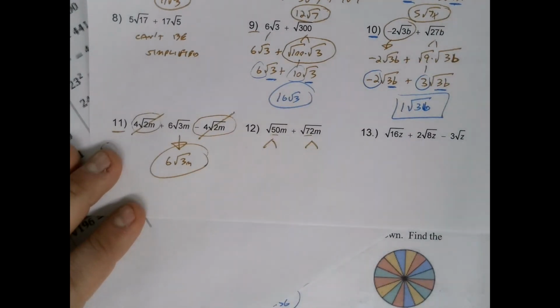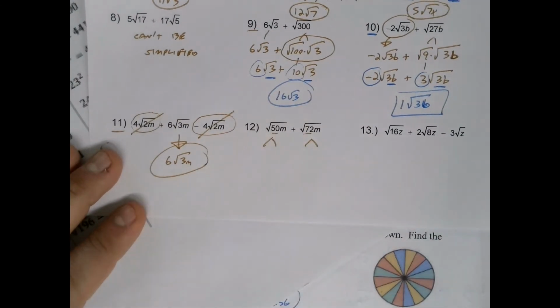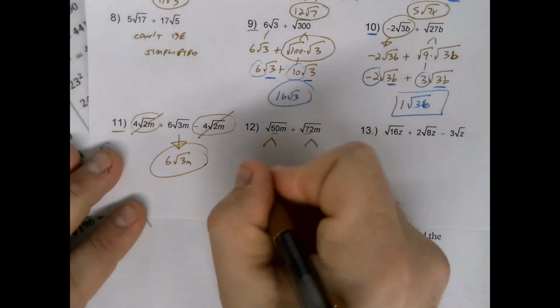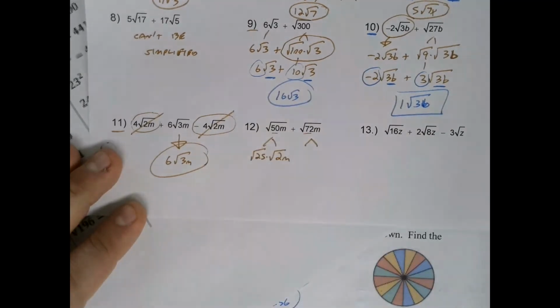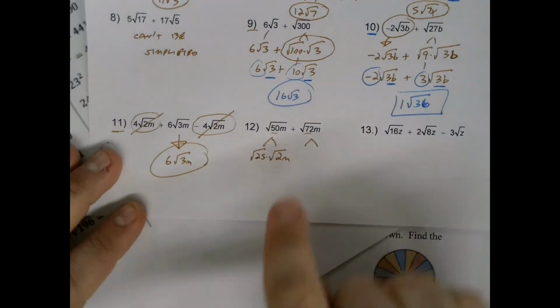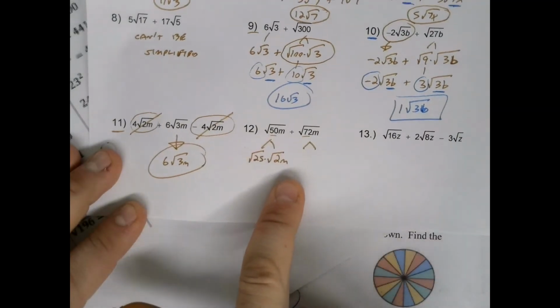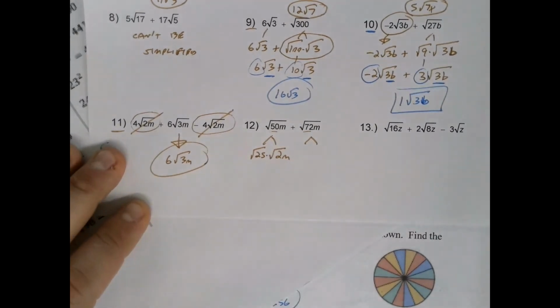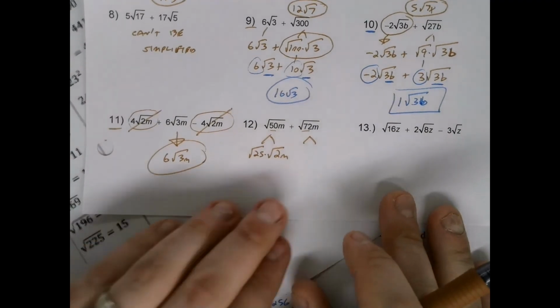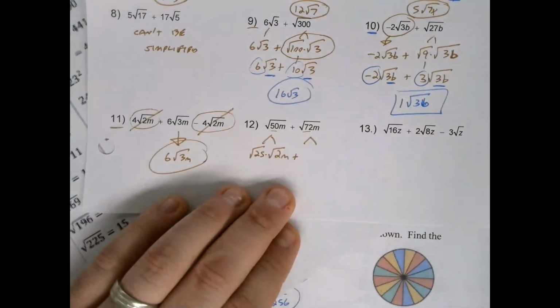Okay, all right, what comes out of 50? What perfect square comes out of 50? 25 and b. Very good. So you write root 25 times root 2m. And notice, where did I put the m at? On the perfect square or the non-perfect square? Yeah, just put it on the non-perfect square factor. Okay. All right. 72.